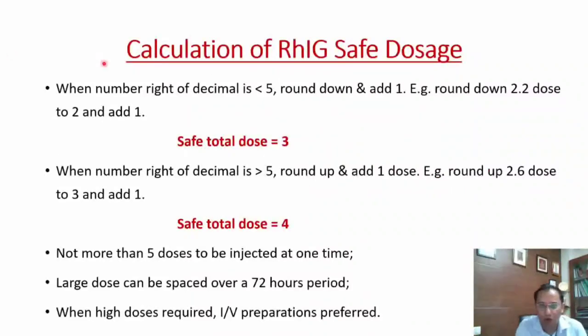So calculation of RhIG safe dosage is the same thing. Suppose the decimal value that you have calculated is 2.2, it becomes 2 and you add 1 to it, 3. Suppose it is 2.6, it becomes 3, and you add 1 to it, it becomes 4.